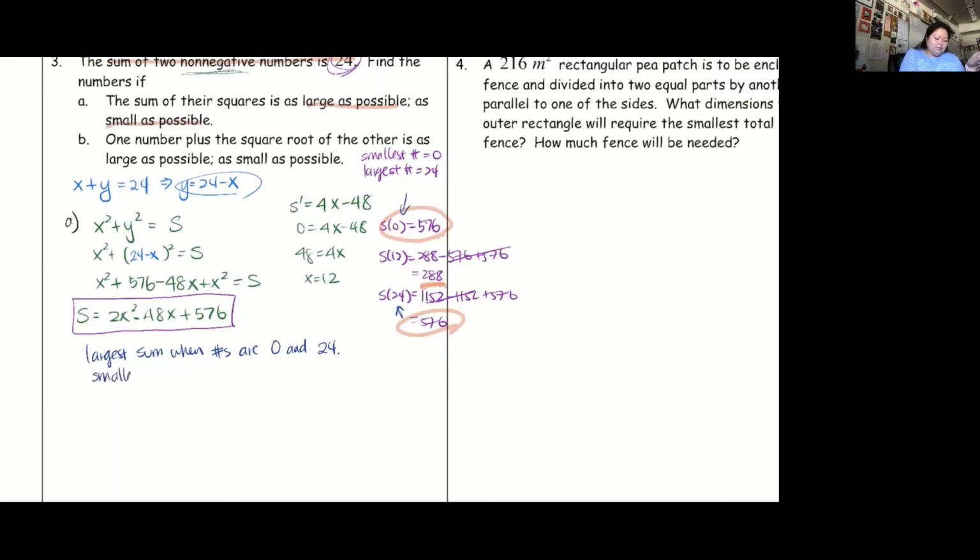Smallest sum when the numbers are both 12. Because if one of them's 12, the other one has to be 12. They have to add up to 24. So they're both 12, then you have the smallest sum. So that is the answer to part A.